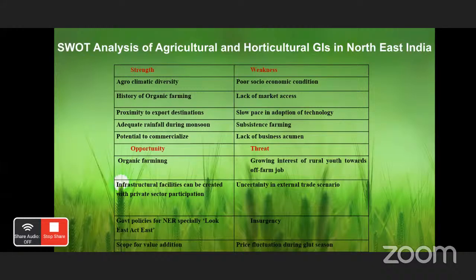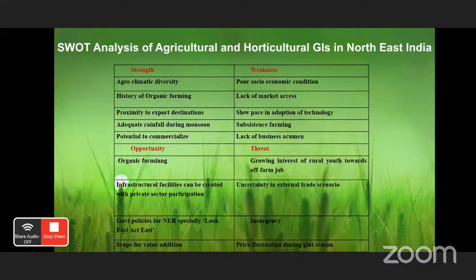But the weakness is the poor socio-economic condition. Our farmers, our producers are economically a little bit poor, and we have a very low level of awareness. We do not know what GI is, how to earn money from it, how to go for GI registration. Furthermore, the lack of market access is another weakness. Subsistence farming also. So these are certain weaknesses. We are slow in adopting technologies.